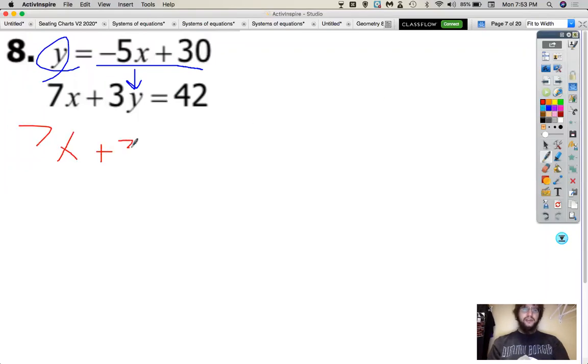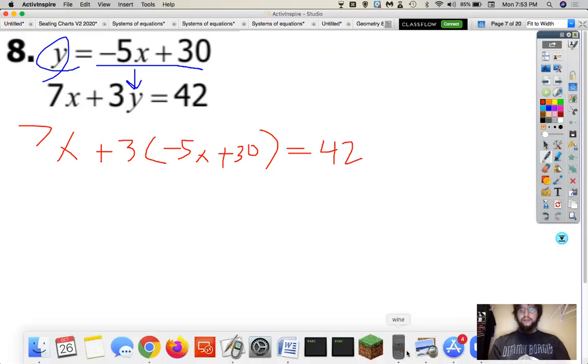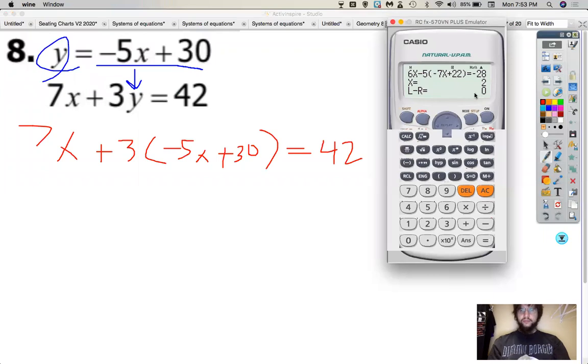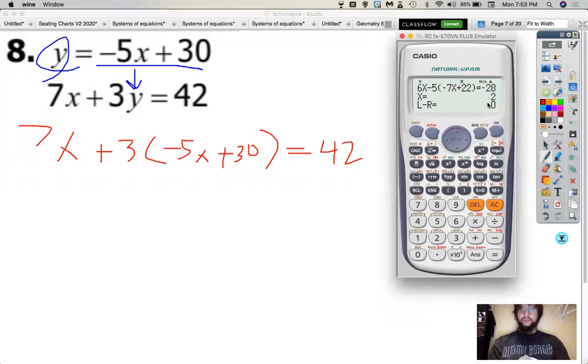7x plus 3. Anytime I'm plugging in something, I'm going to stick it in parentheses. Negative 5x plus 30 is what we're shoving in there. Equals 42. Solve it however the heck you want to solve it. I'm going to use my calculator. 7x plus 3 times negative 5x plus 30 equals 42. If you don't have this calculator and you don't know how to solve this, go back and watch the video for solving basic equations.